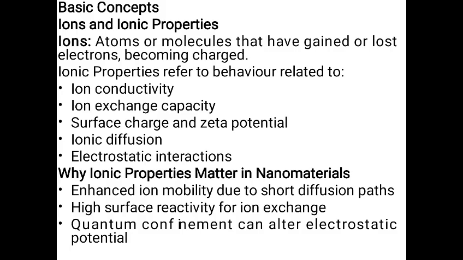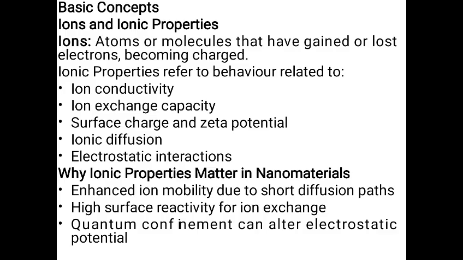Basic concepts: ions and ionic properties. Ions are generally atoms or molecules that have gained or lost electrons and become charged. Ionic properties refer to the behavior related to ion conductivity, ion exchange capacity, surface charge and zeta potential, ionic diffusion and electrostatic interactions. Why ionic properties matter in nanomaterials?